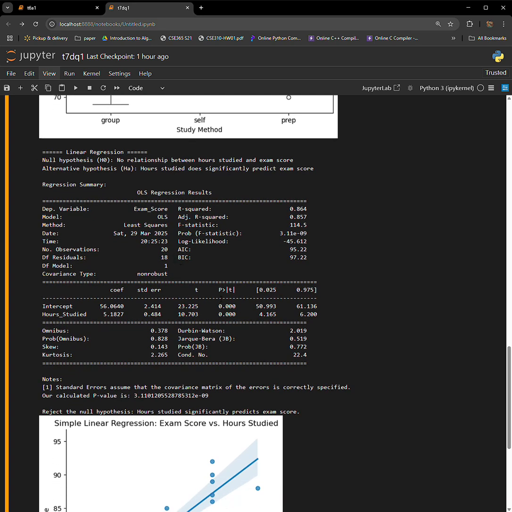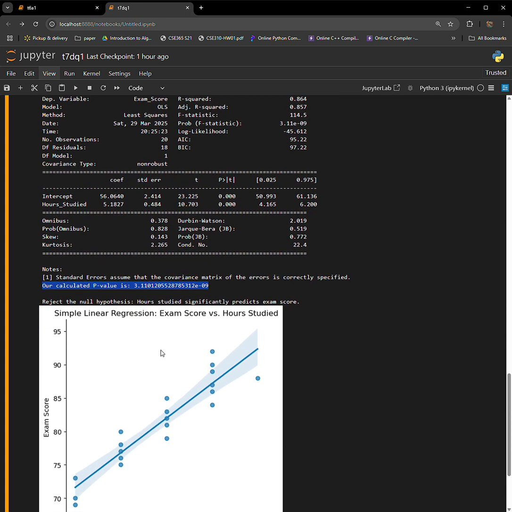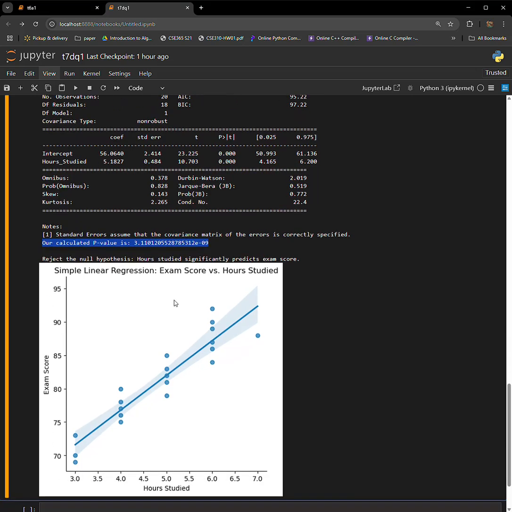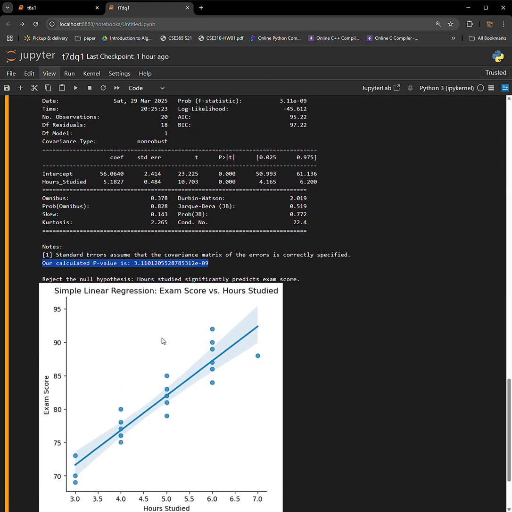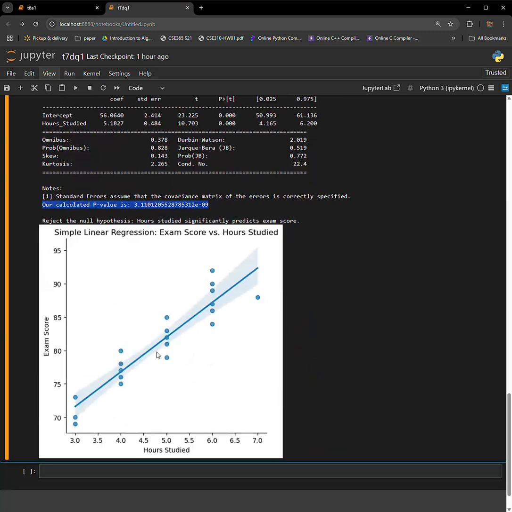We have our OLS regression results here. We went over this in a previous topic, so I'm not going to go too much in depth into it. But we have our probability statistic, which is extremely small. It's this value here. And so we reject the null hypothesis: hours spent studying does significantly predict exam score. We can take a look at that here. We see there is a positive linear regression, like a correlation, between the hours spent studying and the exam scores.